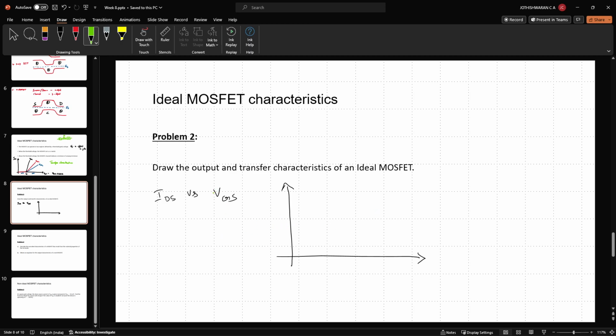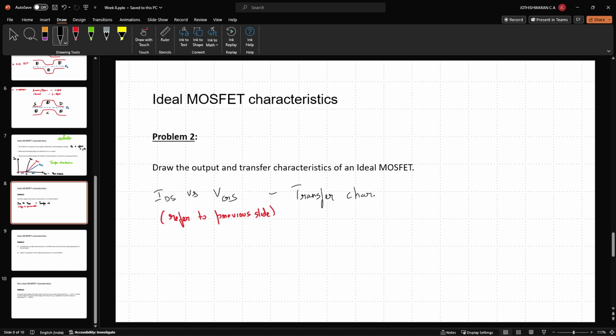IDS versus VGS. Now this has already been done in the previous slide, because now we are thinking about an ideal MOSFET. And this is the reason this wasn't covered in the class, because what I'm calling ideal is technically also not ideal. But I want to get across the spirit of how this device is operating. Okay, and so this is the transfer characteristic.